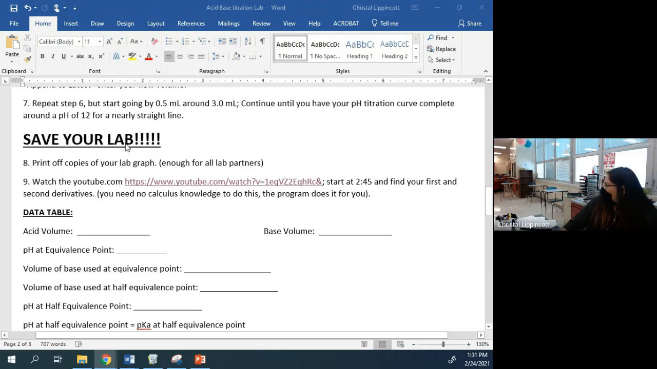You need to save your lab. This is not Google. Vernier does not automatically save for you. You have to do this yourself. Make sure that you print off enough copies for all of the people in your lab group, which will hopefully be either 2 or 3. And then I want a copy of that with the lab. I have that video that you need to listen to so that she shows you how to get these tables set up.